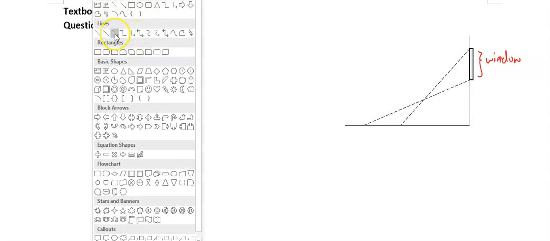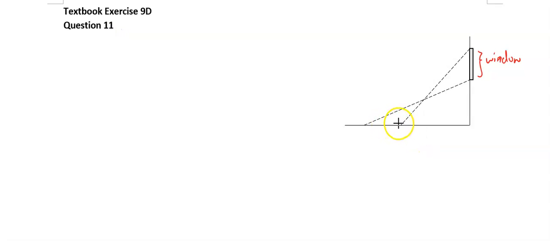Okay, in question 11, it's described that there's a window. So this is a window, and you have a ladder of length 2.5 meters. So the ladder of length 2.5 meters rests against the top of the window. So the length is 2.5 meters.